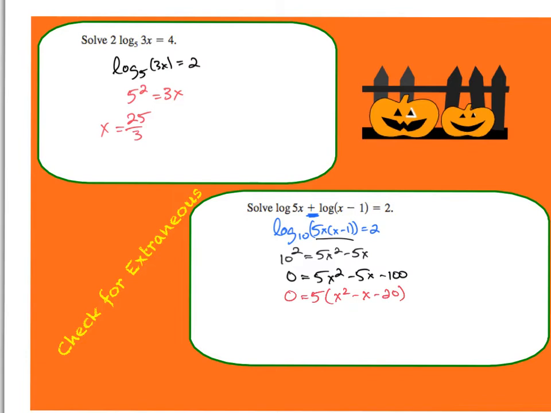And so now I have this quadratic. And what do we like to do to quadratics? We like to factor them. And so what does it factor to? X minus 5, x plus 4. And so when I set it equal to 0, I get x is equal to?